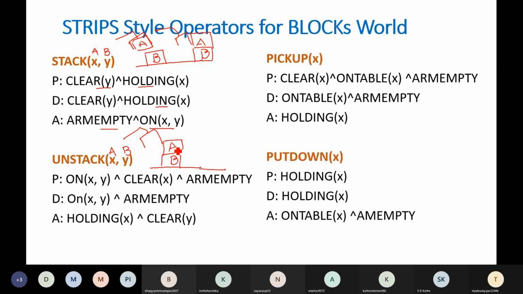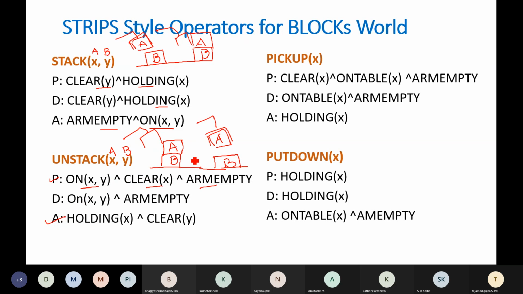Right. So the precondition is: X (A) is on B, A is clear, X is clear, and the arm is empty. After performing this operation, block B will be on the table and the robot arm will be holding block A. The arm is holding block A. This will be the result of performing the unstack AB operation.